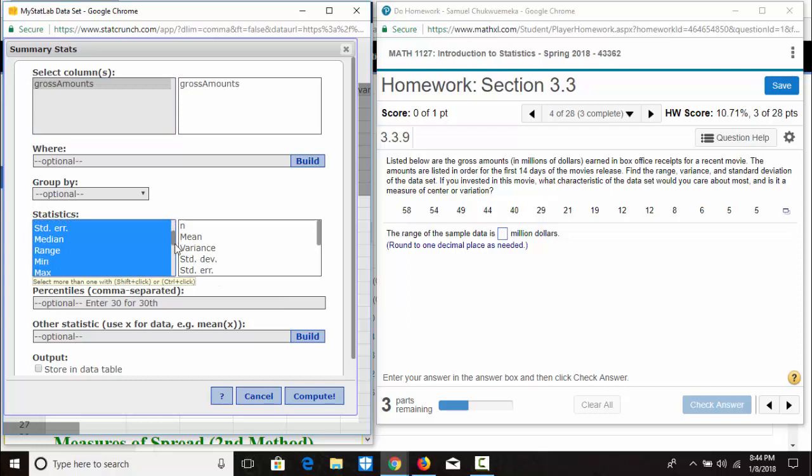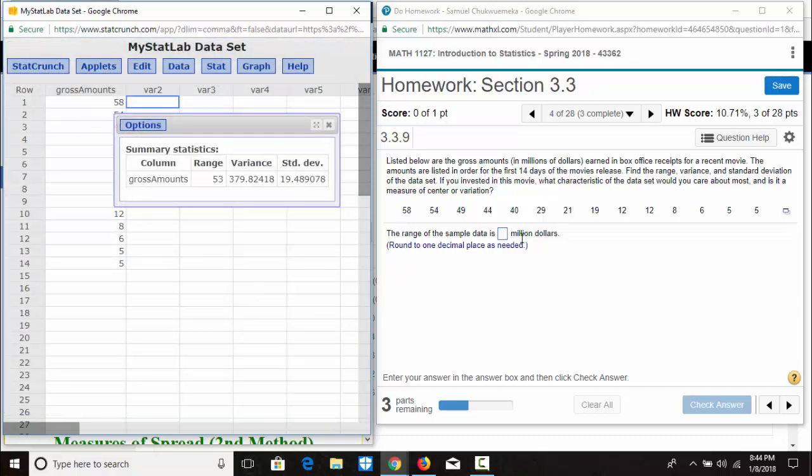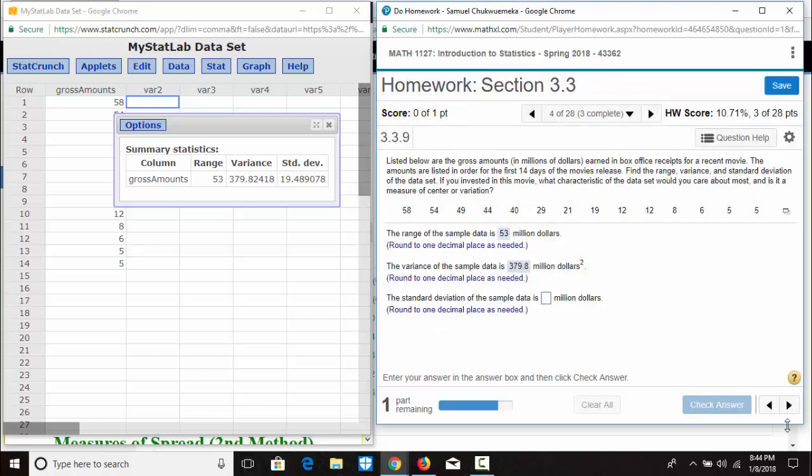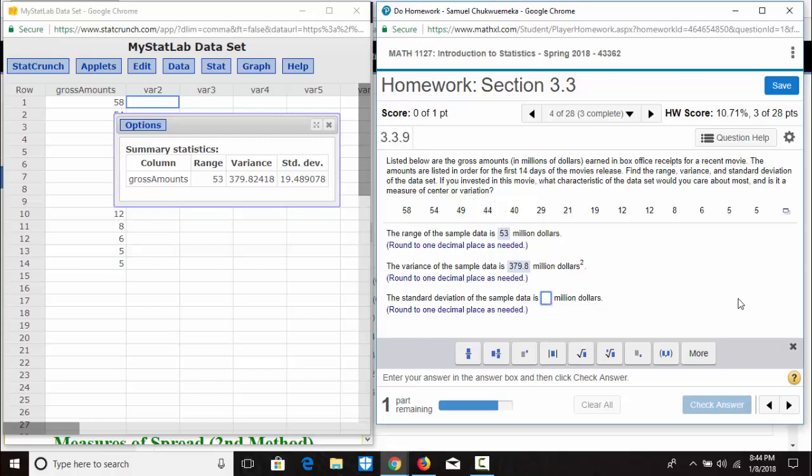We click on range first, then hold down the control key, select variance, and then select standard deviation. Okay, compute. The range is $53 million. The variance to 1 decimal place is 379.8. The standard deviation to 1 decimal place is $19.5 million.